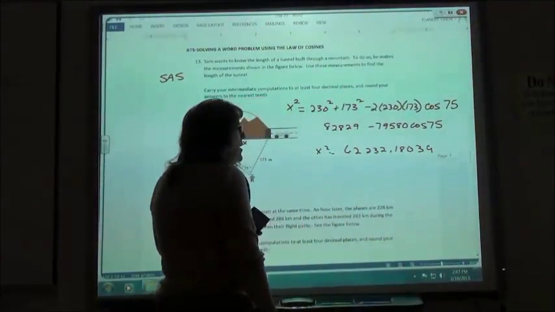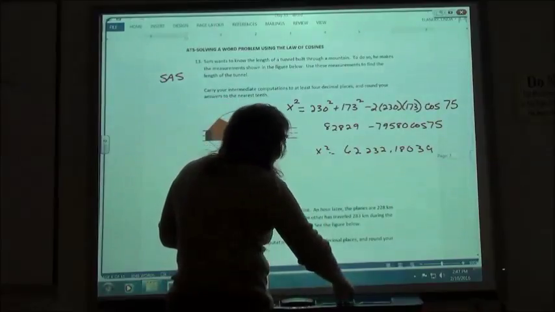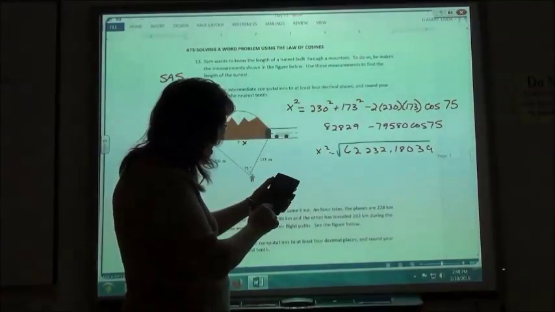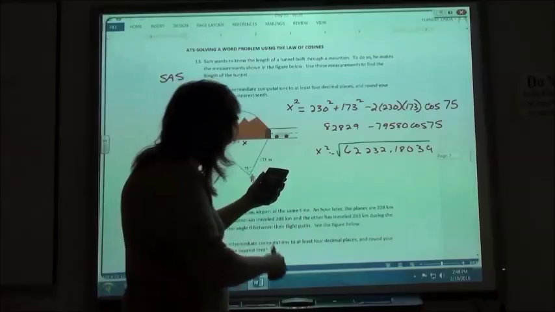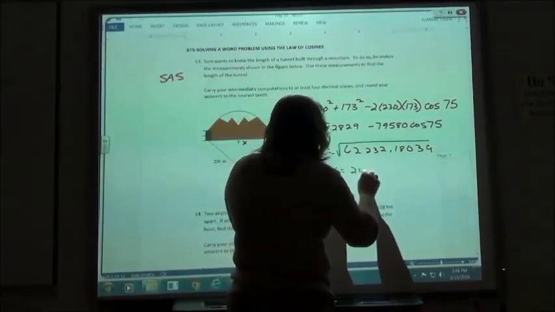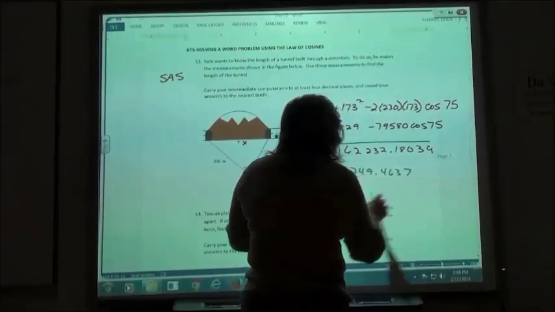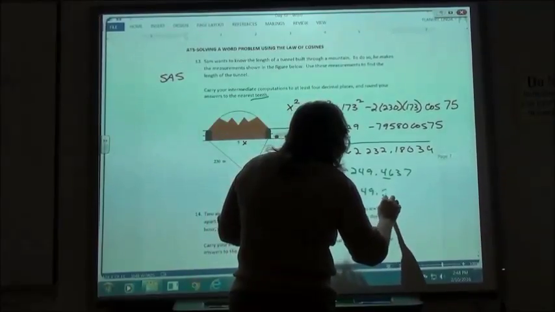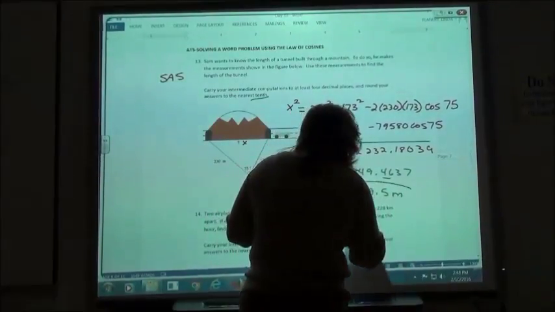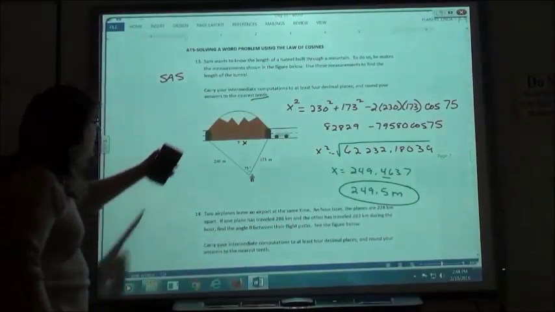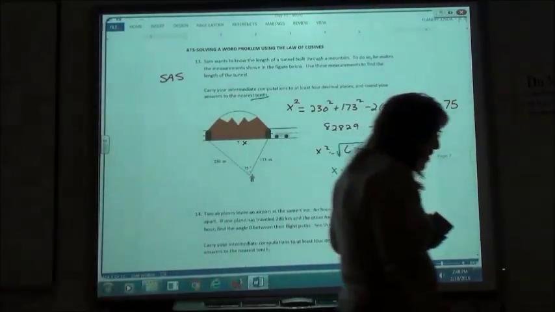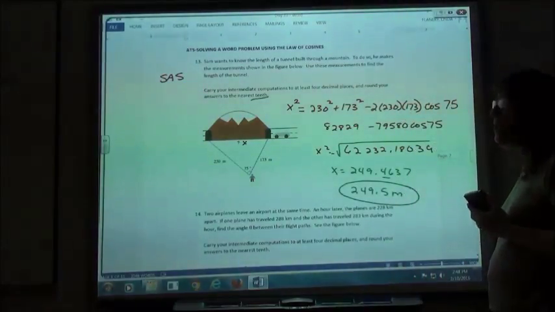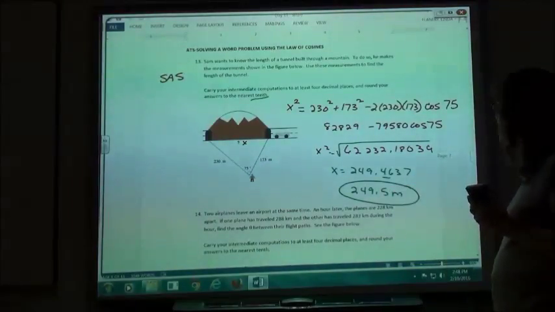I'm not really worried about rounding it off. And in fact, I'm not even going to clear my calculator. I'm going to do the square root of my answer. So square root, Ans button, to do square root of my answer. It equals x equals 249.4637. So rounding to the nearest tenth, 249.5. We are in meters. So what is the length of my tunnel? 249.5 meters. So law of cosines, when we have the side, angle, side case, we can find our missing side.